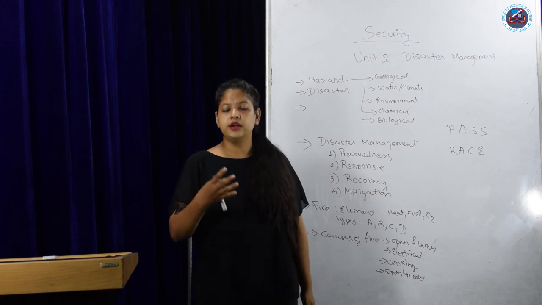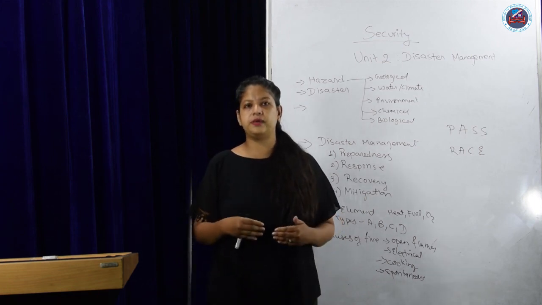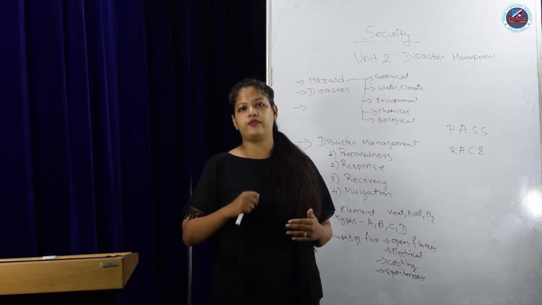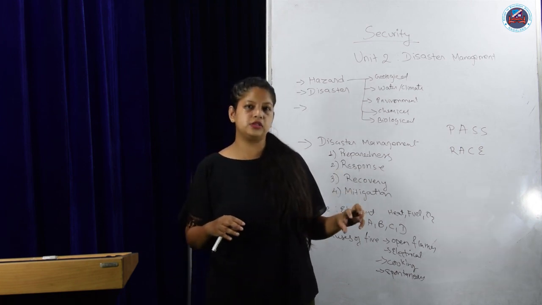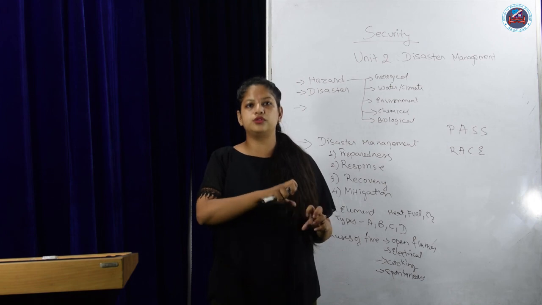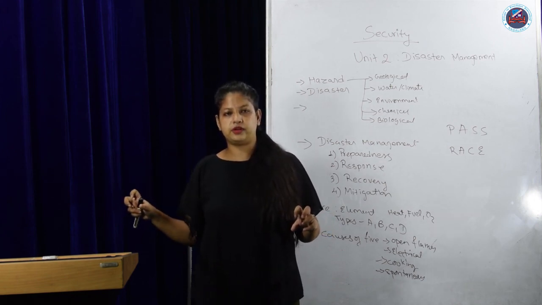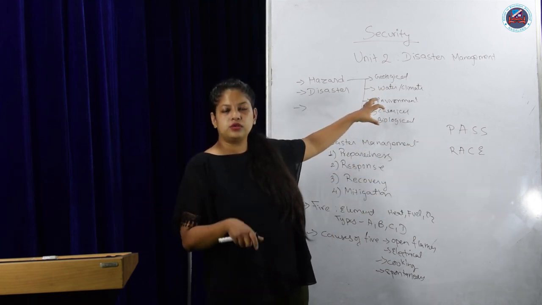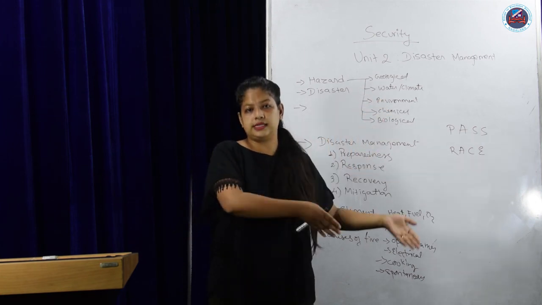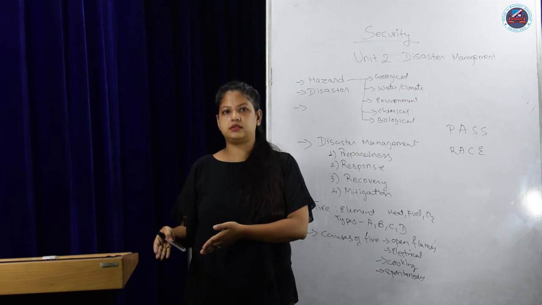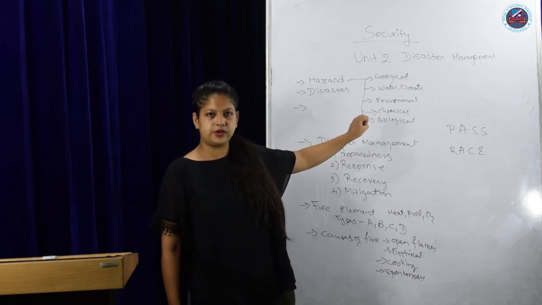Biological disaster. Right now you can call it this pandemic situation where we are facing coronavirus. So a virus is also an example of biological disaster. The virus has occurred due to biological hazard. This coronavirus pandemic which we are going through is actually the result of a hazard being converted to disaster. So these are a few examples of hazard and disaster.